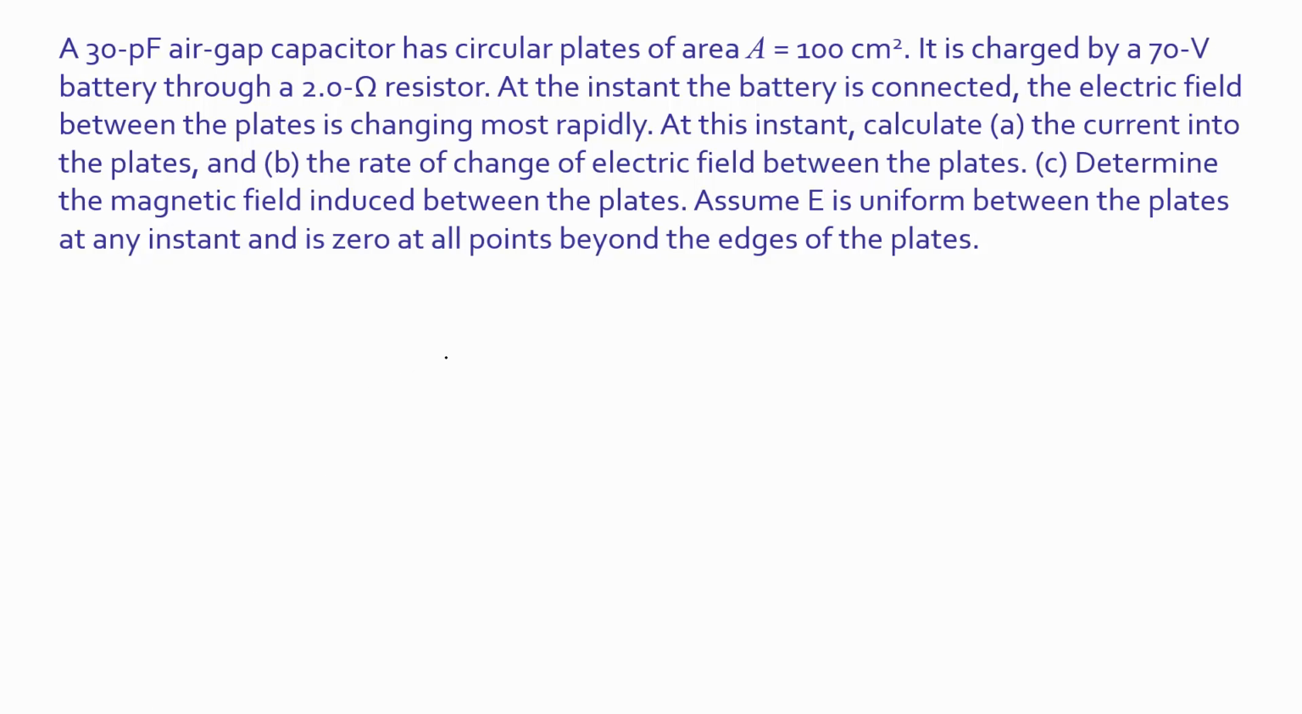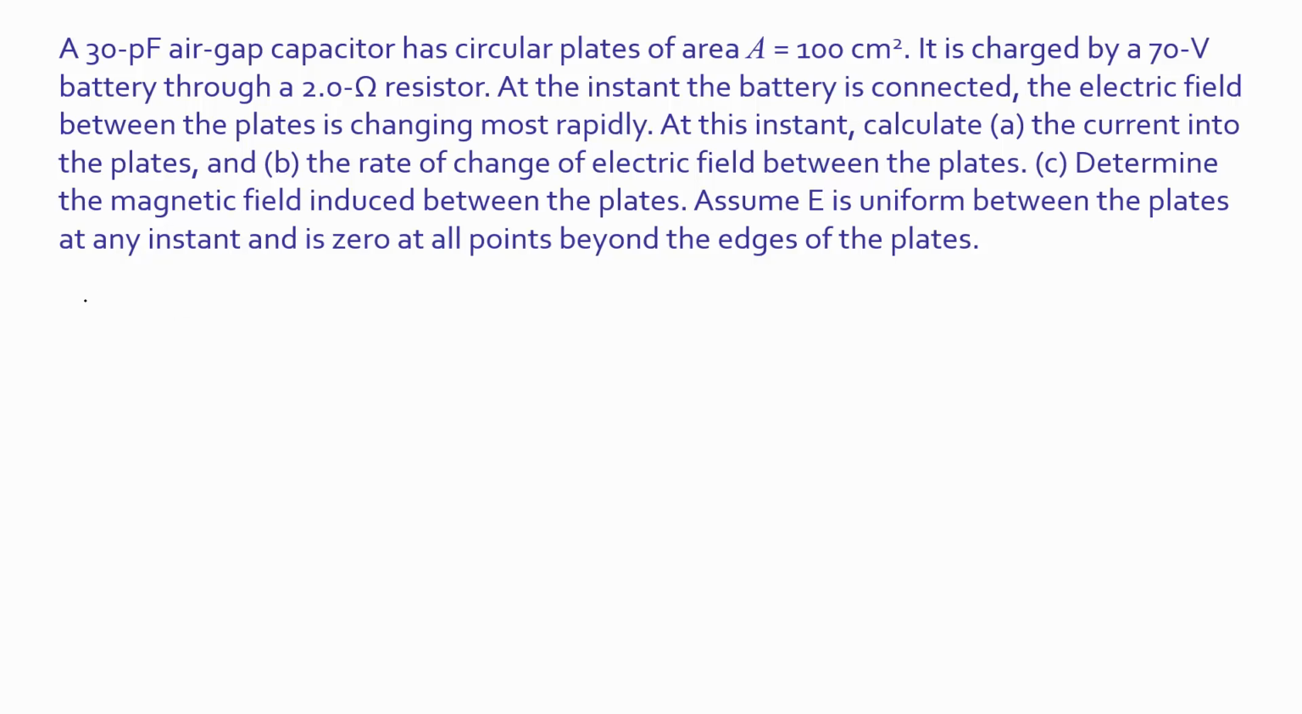We've got a capacitor, we know the plate size or the area of the plates. We're charging it through a resistor and we want to find a whole bunch of things. So first thing is at the instant that the battery is connected, we want to find the current into the plates. Well, the current is at a maximum when it's first connected, and then essentially the capacitor starts pushing back on the battery and the current goes down.